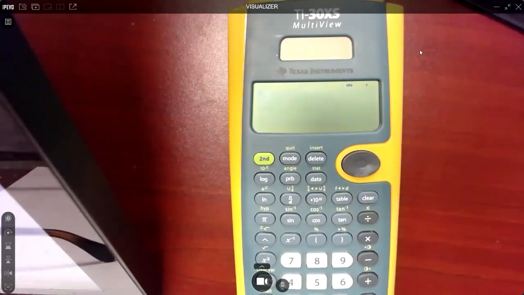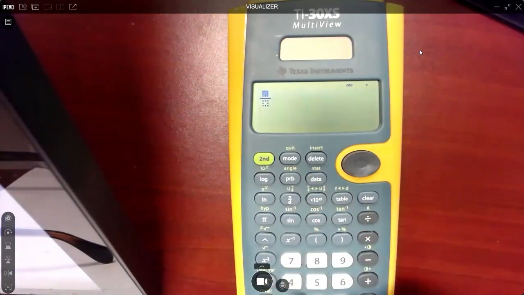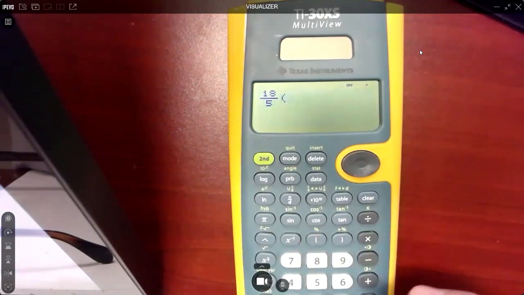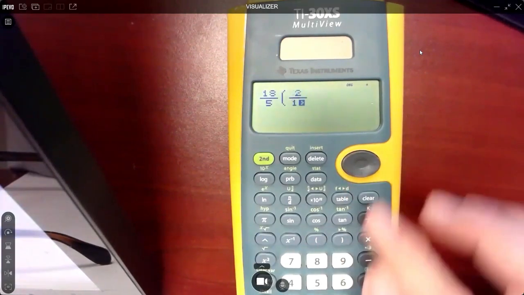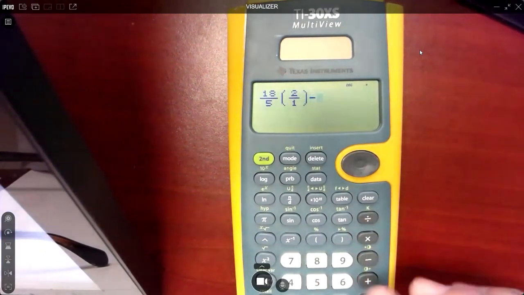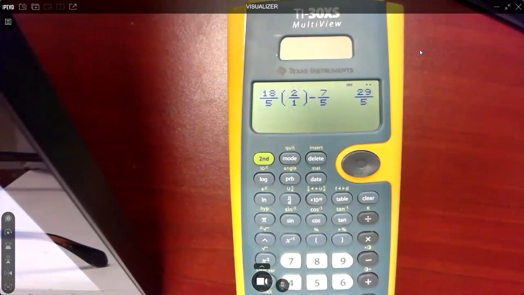And so let's see here. I hit my little fraction key, and I had 18 over 5? Am I right about that? Because I'm not looking at my notes. Times, and you can actually just put 2 in there if you want to, but I'm gonna put 2 over 1. And I'm minusing 7/5. And I get, oh look, 29 over 5. Did it all for me. Okay, so I can come back over here now.